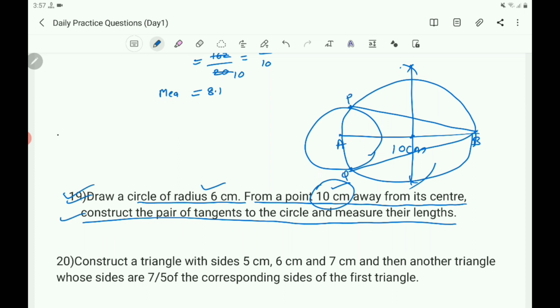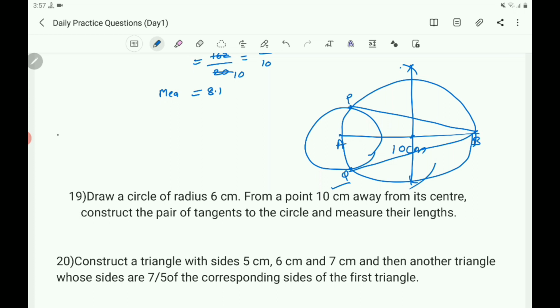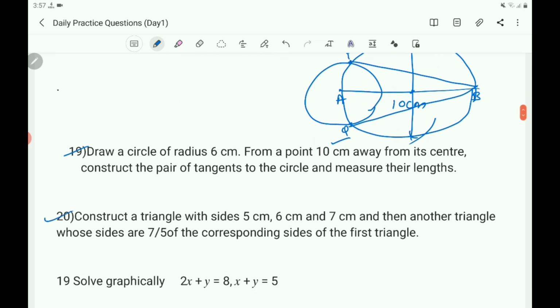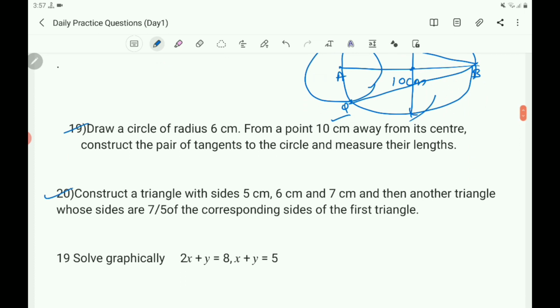And this construction is done in the construction chapter, and follow the steps in that construction and do the construction. And the second one, that is the 20th question, that is also construction.